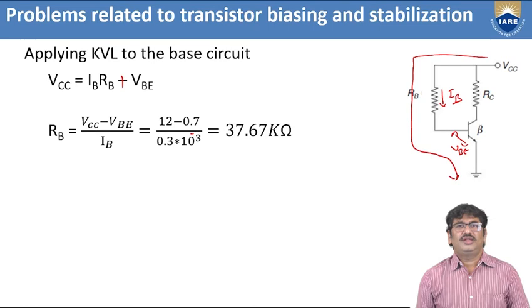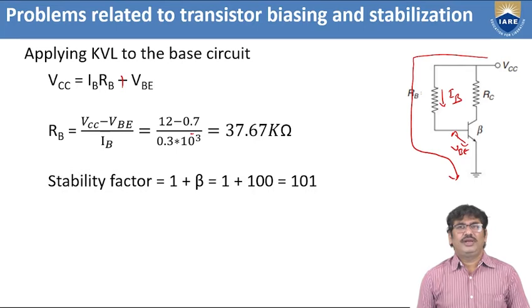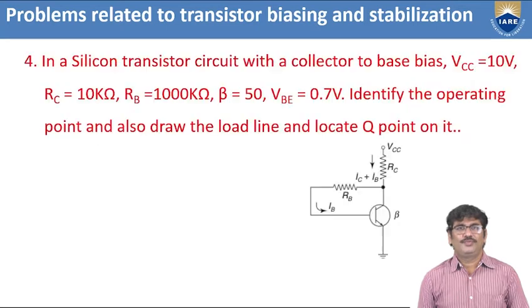Next we need to find out the stability factor. For a fixed bias circuit, the stability factor is equivalent to 1 plus beta. Beta is given as 100, so you get the stability factor is equivalent to 101. For a good amplifier circuit, for more stability, we require a lower stability factor value. However, fixed bias provides poor stability because the stability factor value is high.